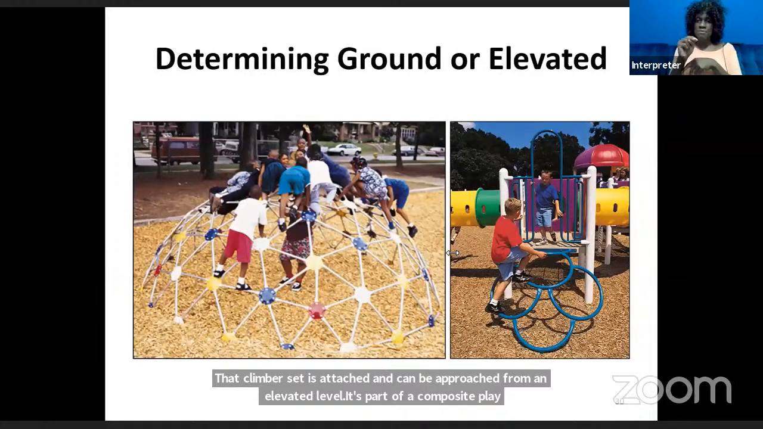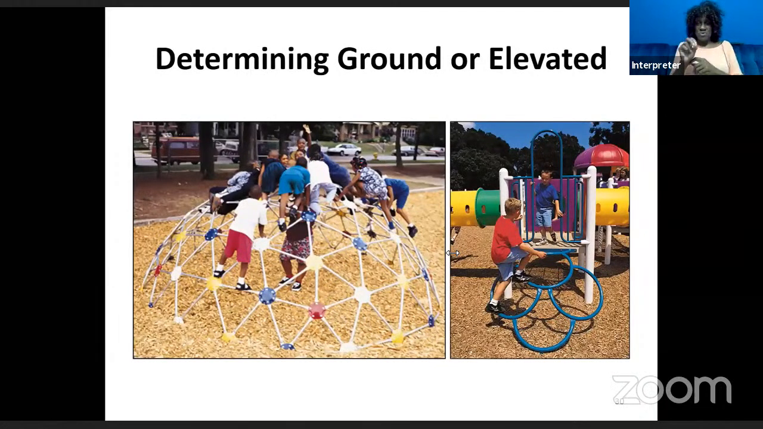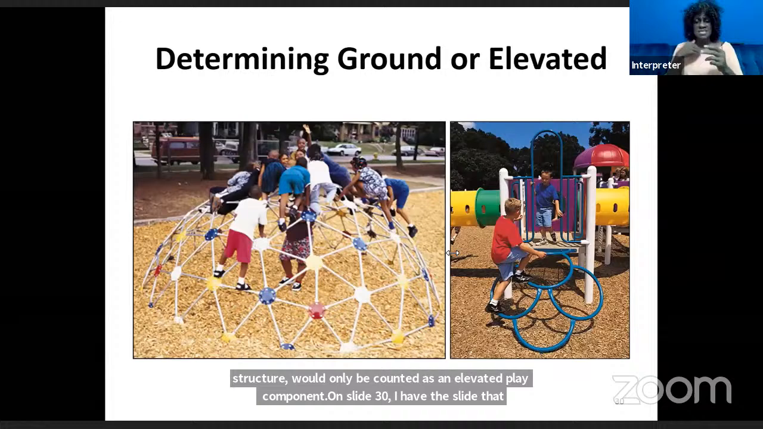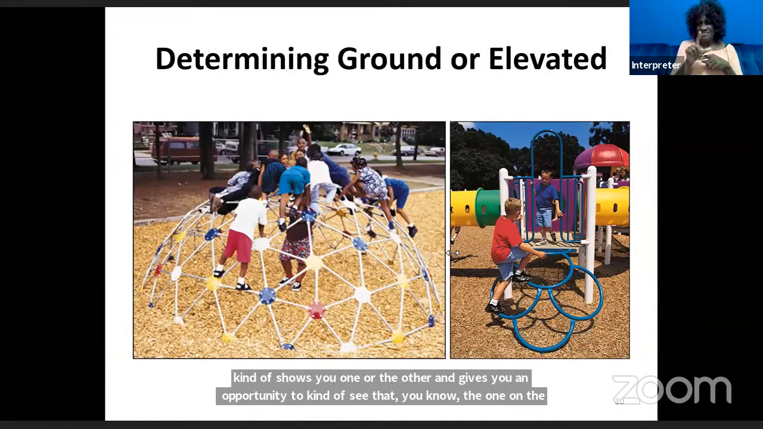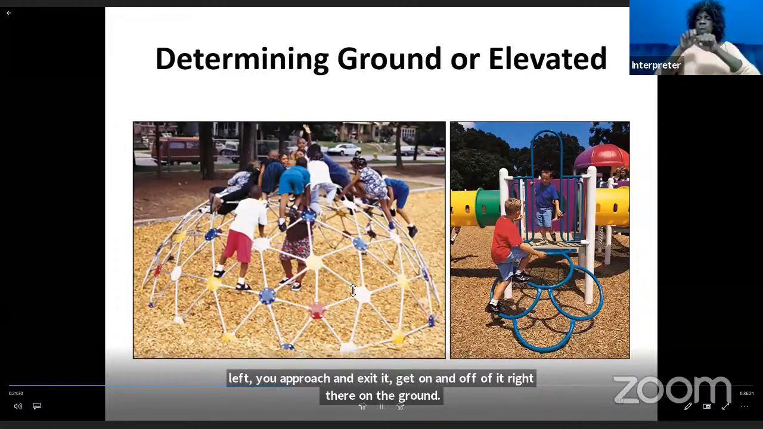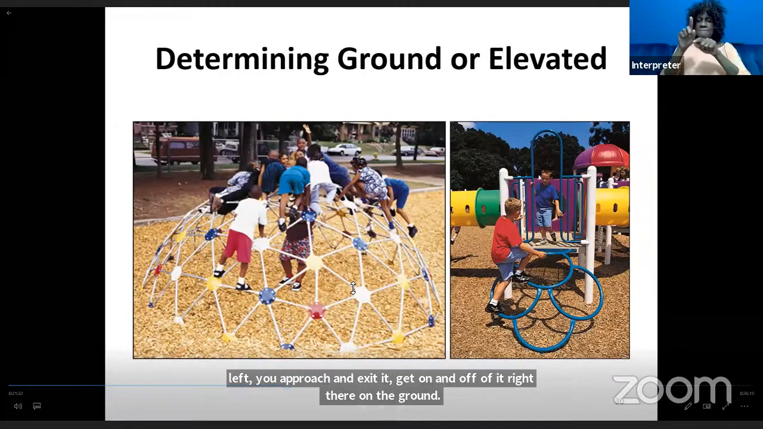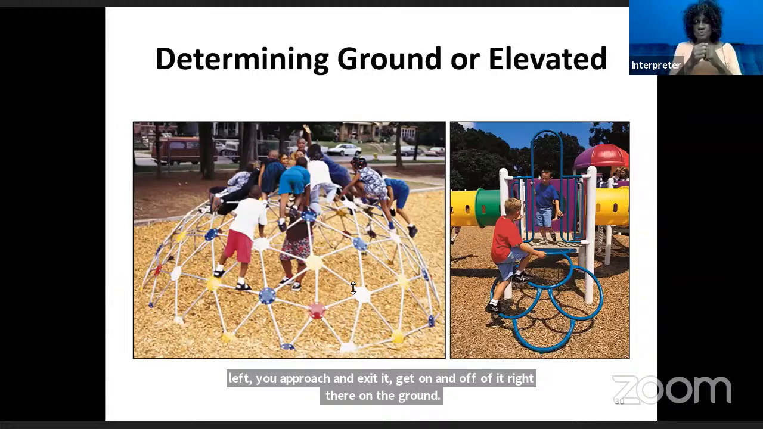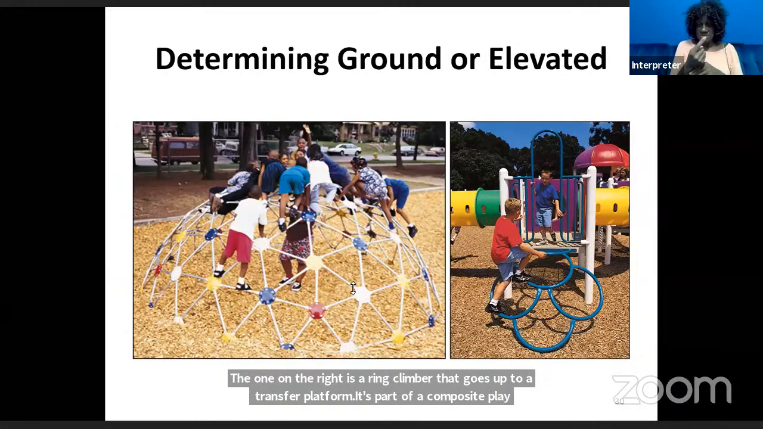On slide number 30, I have this slide that shows you one or the other and gives you an opportunity to see that the one on the left, you approach and exit it, right? And get on it and off it right there from the ground. The one on the right is a ring climber that goes up to a transfer platform. It's part of a composite play structure. Only counted once, only counted as elevated.